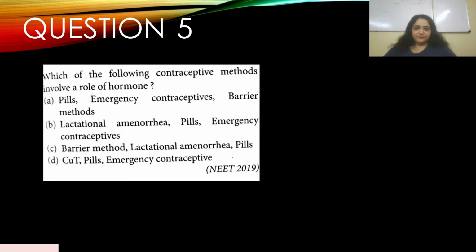Question number 5. Which of the following contraceptive methods involve a role of hormone? This appeared in NEET 2019. A: pills, emergency contraceptives, barrier methods. That's incorrect, barrier methods don't use hormones. B: lactational amenorrhea, pills, emergency contraceptives. Yes. C: barrier methods, lactational amenorrhea, pills. Again incorrect. D: copper T, pills, emergency contraceptive. No, copper T doesn't use hormones. So the answer is B.